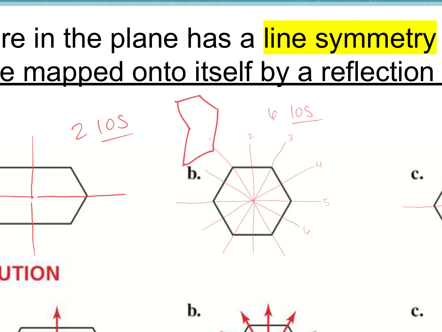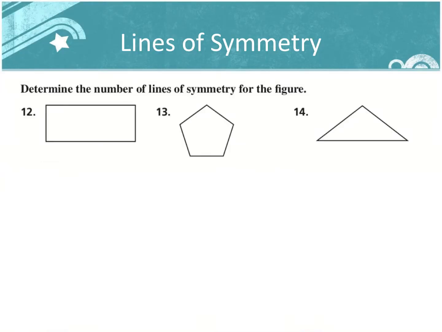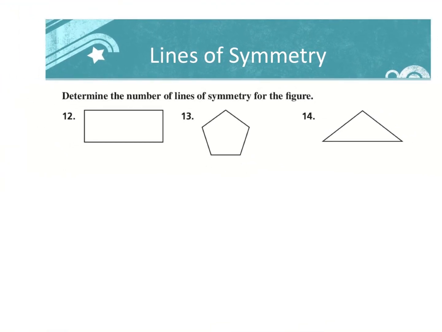But are all sides the same length? So does this have any lines of symmetry? No. Do you see how they're both hexagons? A regular hexagon has all sides that are the same length. So try to determine the number of lines of symmetry for those 3 figures. Go.